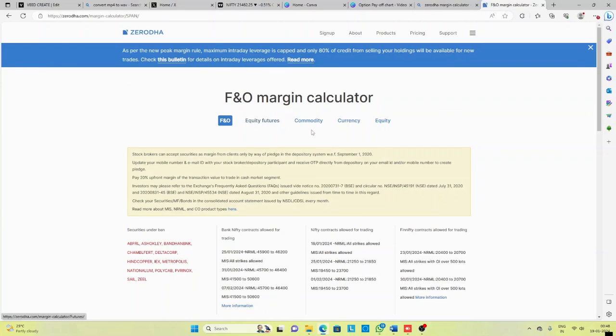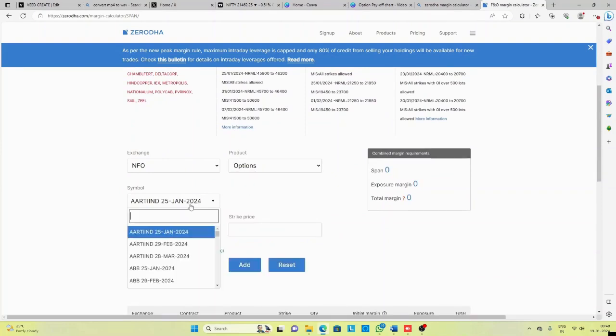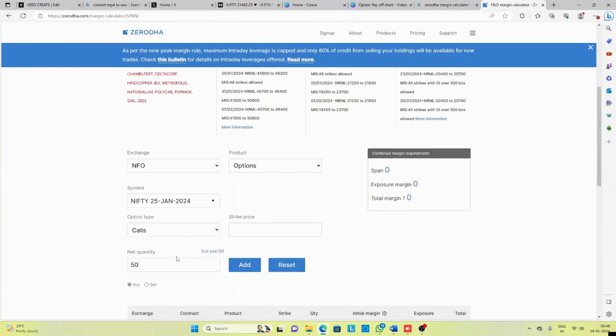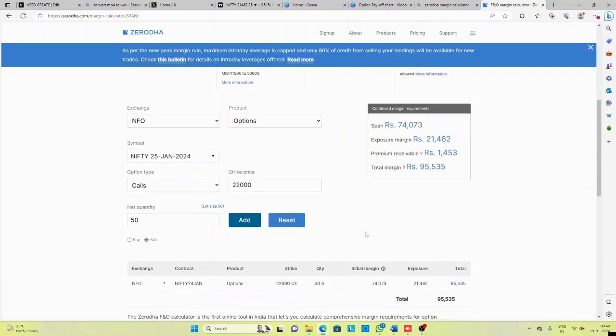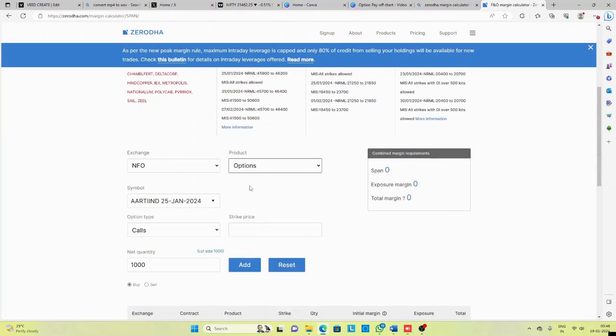This is the Zerodha margin calculator page where we can check the margin money for different options. We will choose Nifty monthly expiry. Here you go. And we will just select the strike price, call option 22,000. And one lot of Nifty is 50 shares and sell. And here you see on the right side, the margin money is around 95,535. So roughly it is around 1 lakh, right? So likewise, you can check the margin money for different stock option as well as index option.